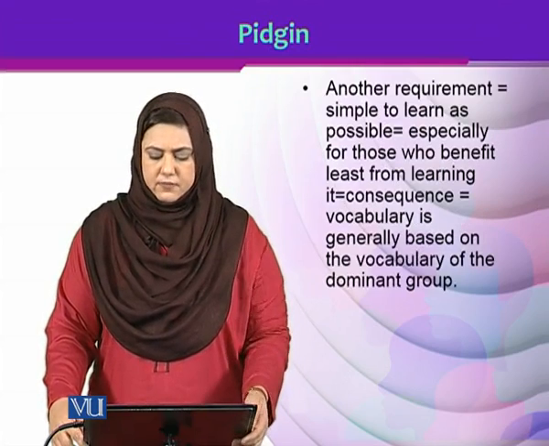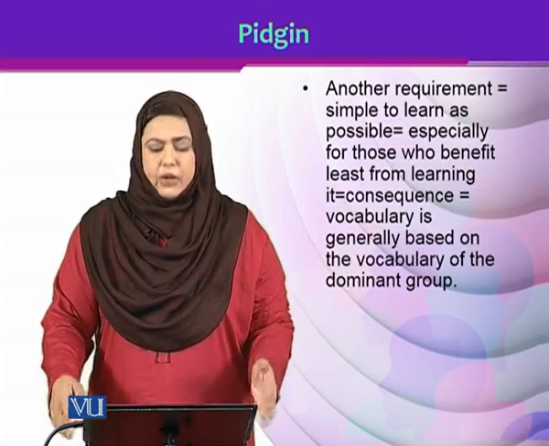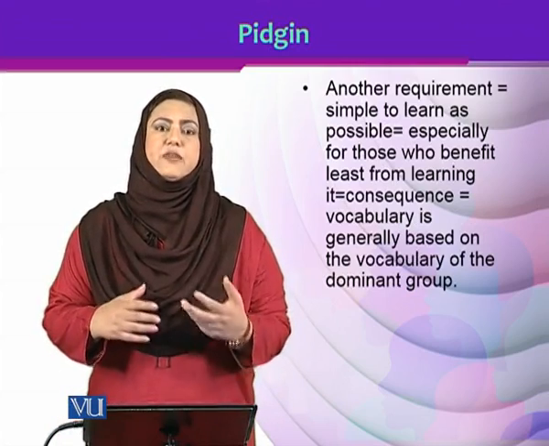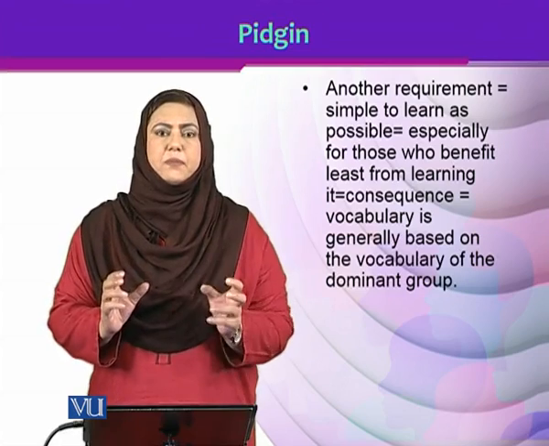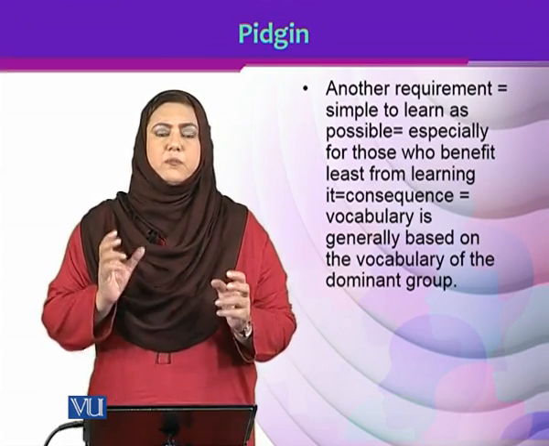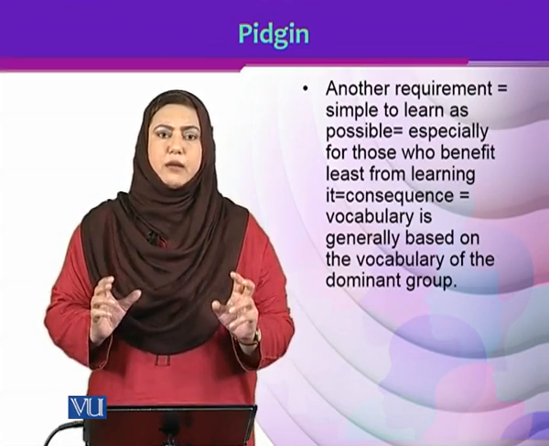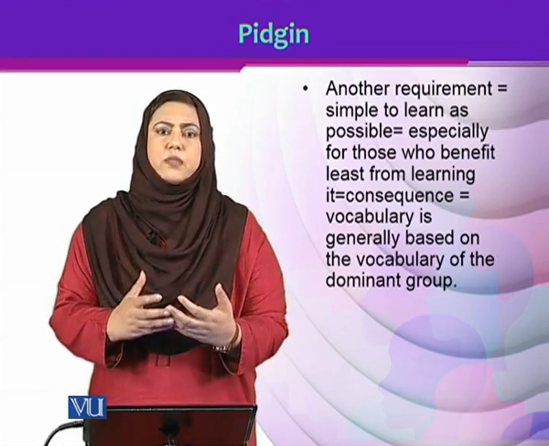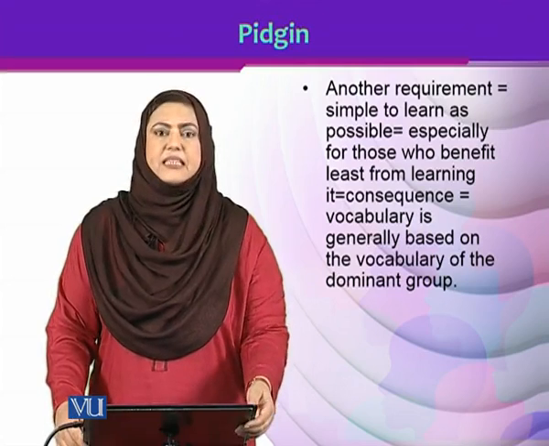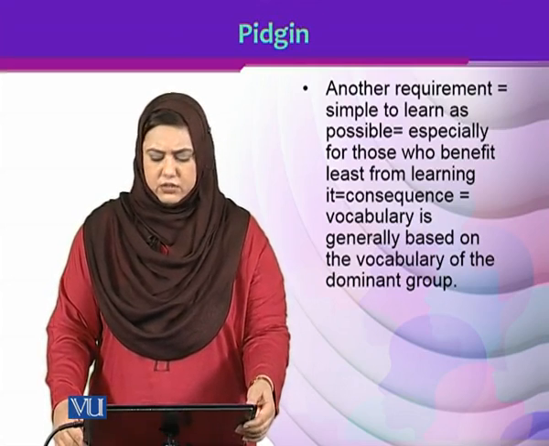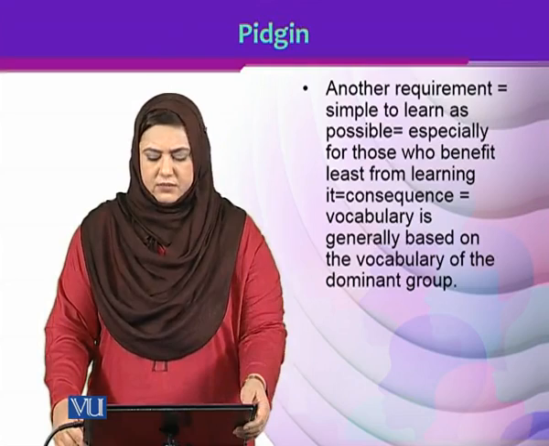Another requirement for it is that most of the time it is very simple. The structures are very simple because people A and people B don't understand each other. People A and people B speak two different languages. So the new language, the pidgin that would be created, would be very simple so that people can easily learn it and can use it for different purposes.